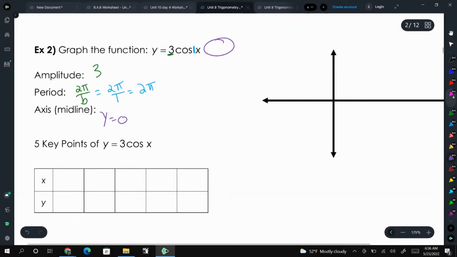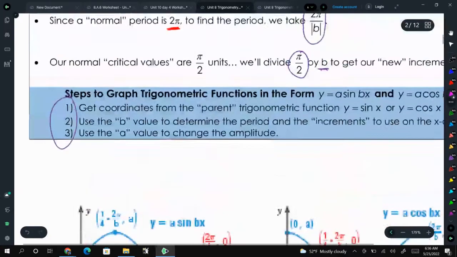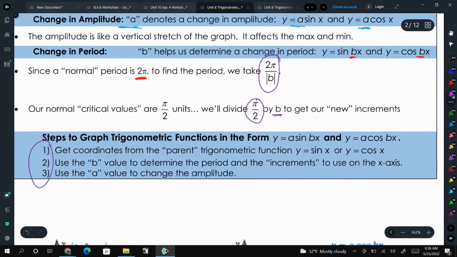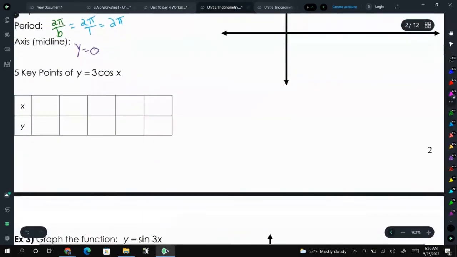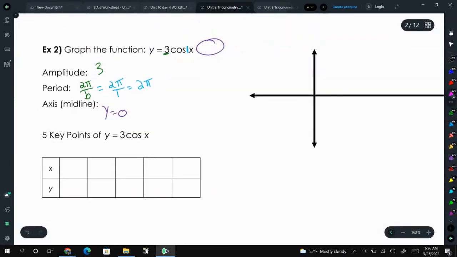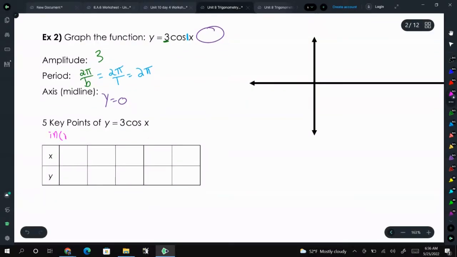So our increments, like we have up here, we're going to divide pi over 2 by our b value, and that's what we're going to go up by in our table right here. Well, our b value is 1. So our increment is going to be pi over 2 divided by 1. Maybe I can write that a little bit better. Pi over 2 over 1, or pi over 2.